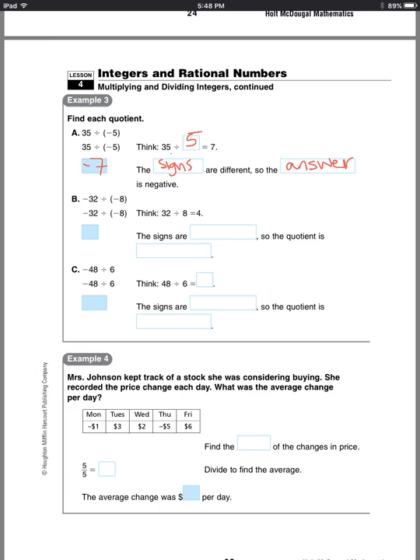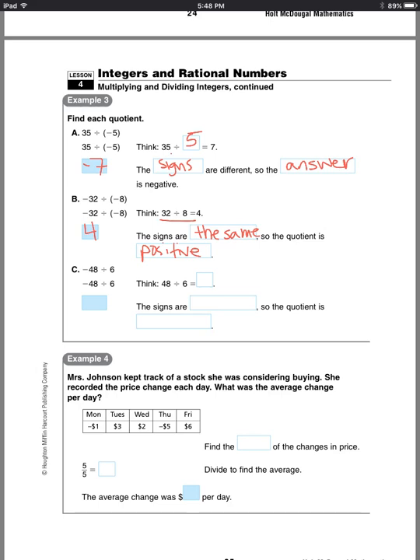Negative 32 divided by negative 8. We can think 32 divided by 8 is 4. The signs are the same, so the answer is positive. The answer is just 4.